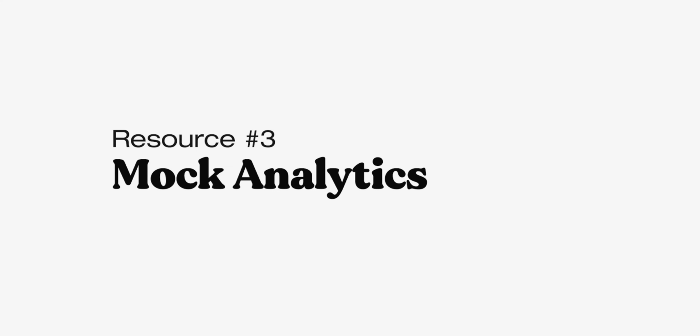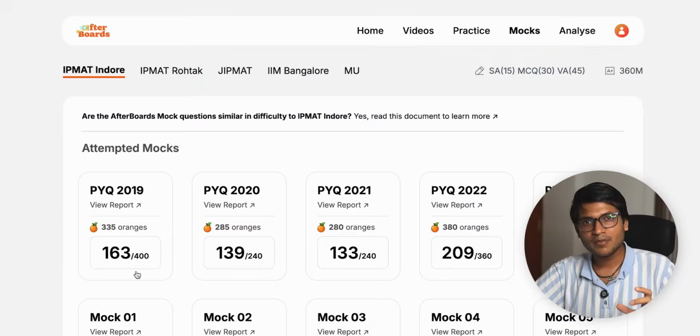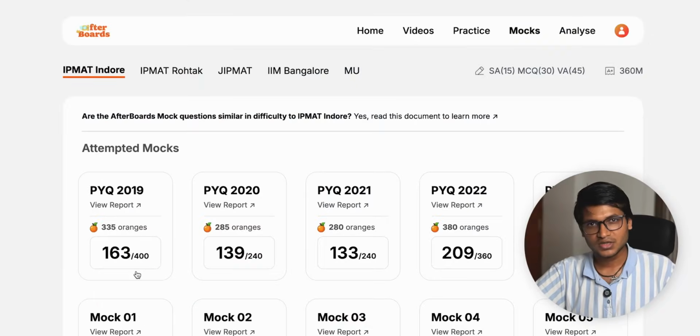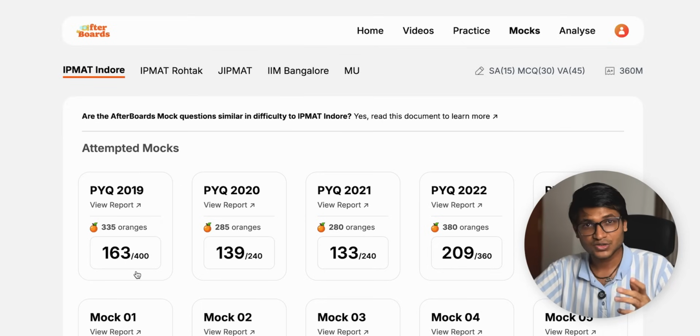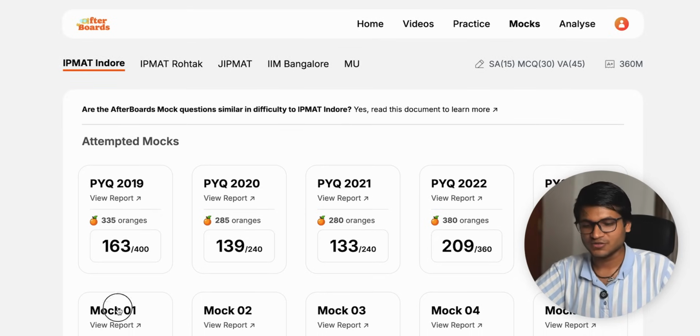Feature number 3, our mock analytics. If you give a man a fish, you feed him for a day. If you teach a man how to fish, you feed him for a lifetime. So will analytics help you identify and understand things on your own? You don't really need a specialist to come and analyze it for you. You can analyze it yourself, and this is how. Let me open mock one of the student.